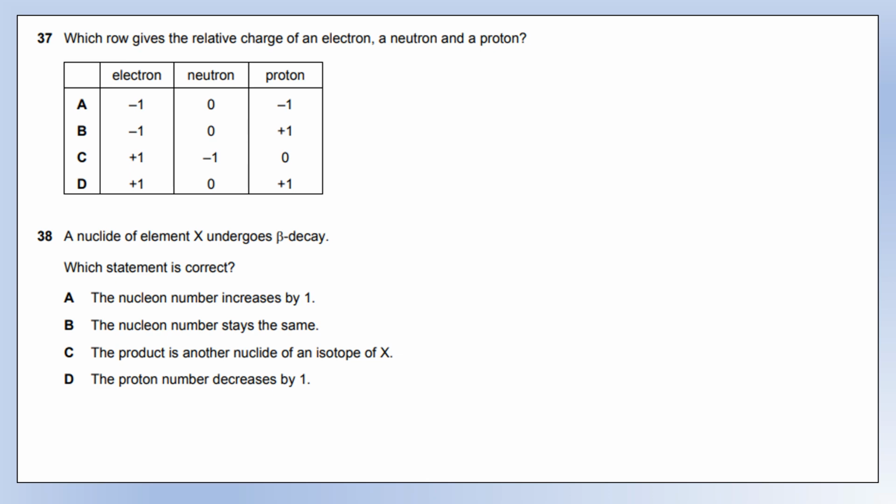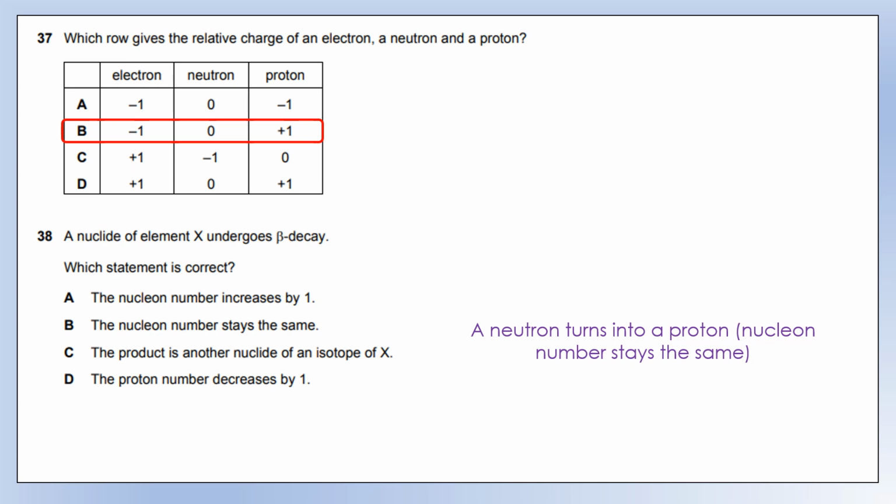Which row gives the relative charge of an electron, a neutron, and a proton? So an electron has a relative charge of -1, proton +1, neutron is neutral, so nothing. A nuclide of element X undergoes beta minus decay. Which statement is correct? So during beta minus decay, a neutron turns into a proton, so the number of nucleons hasn't changed. The nucleon number stays the same.